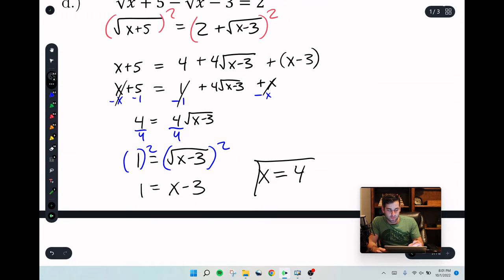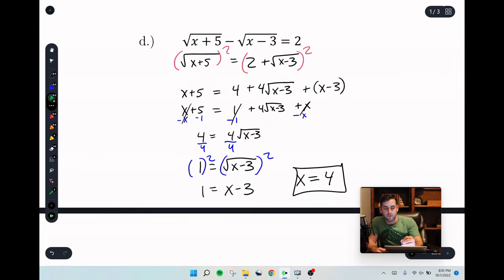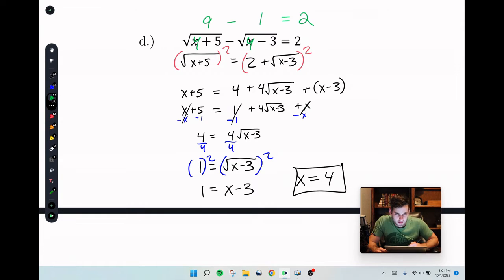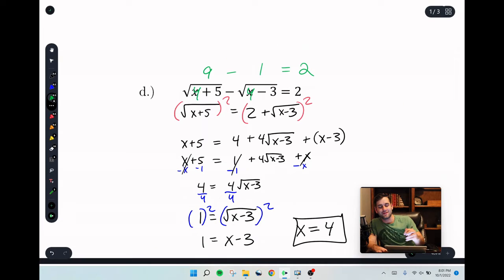plus 3 to both sides, 4. I'm hopping back in to check my solution, right? What's 4 plus 5? Probably 9. Minus 4 minus 3 is probably 1. Equals 2. Whoa, that's not nice, huh? Did I mess something up? Oh, I didn't square root it. I'm so silly. I forgot to do the square roots. So 3 minus 1 equals 2. Check. We checked it out.